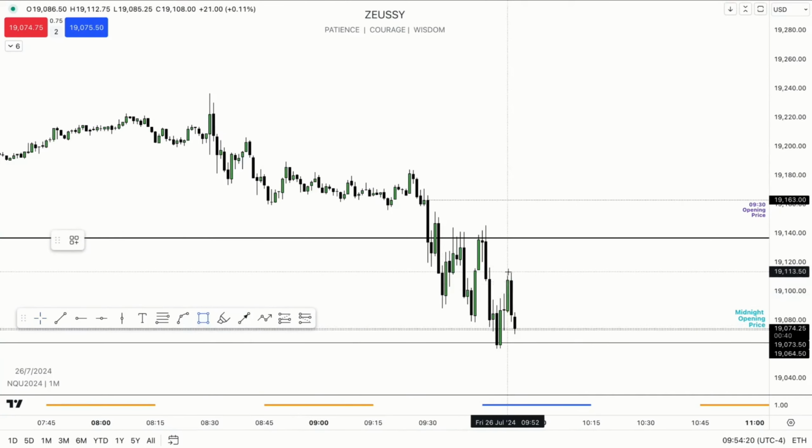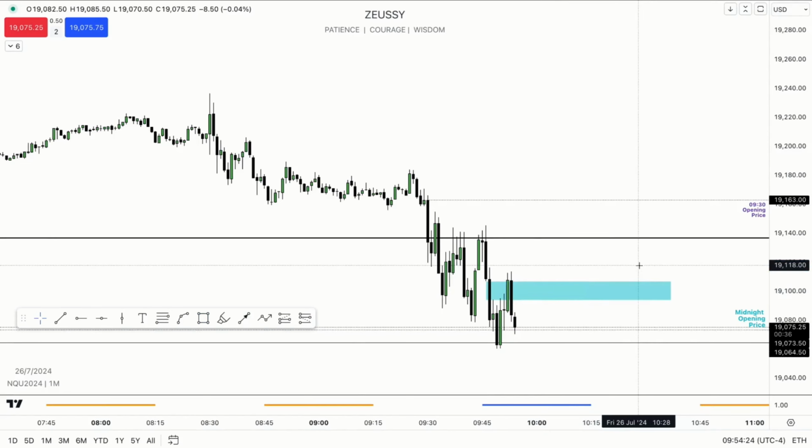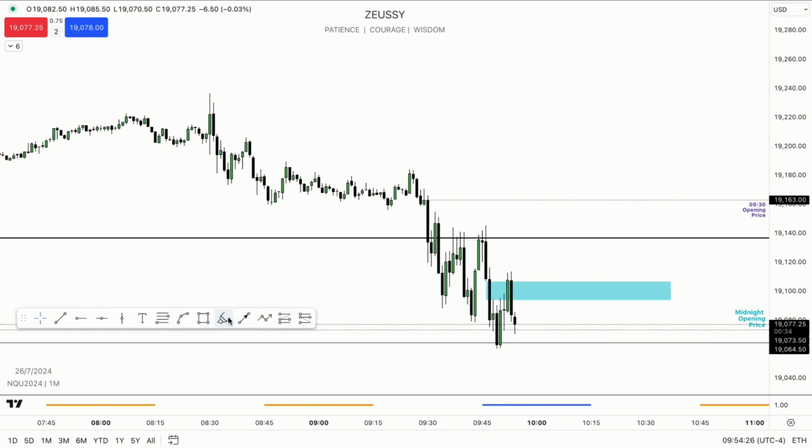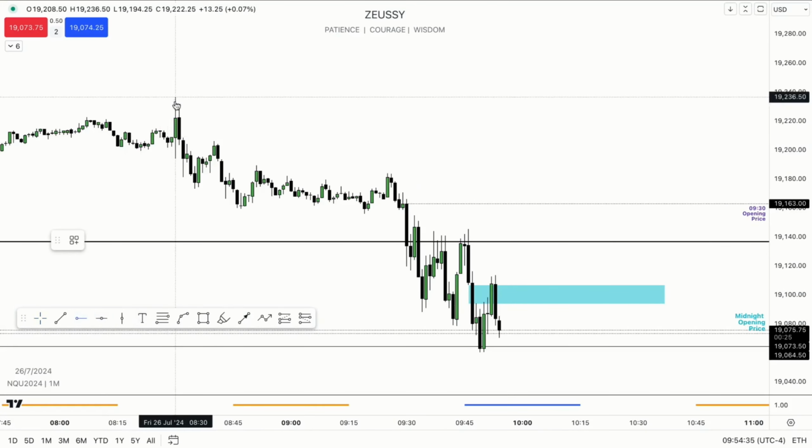We have now formed a high inside of this CB here, as you can see. So if we extend that CB to the right and we see the market displace above that CB, find support inside of this up close candle, then it will be a buy for me, and then I anticipate us to draw towards the buy side liquidity here.